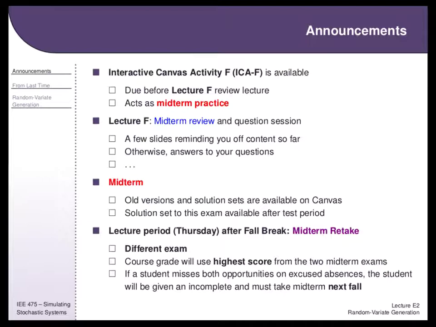So if you've already taken a look at the sample midterms on Canvas and you said, wow, I really didn't understand this one, can you explain to me why that's the right answer? We could fill the whole time with that. So if you have questions, bring them. Otherwise, I'll have these that are meant to prompt you to give you some questions. Then we'll have the midterm, which will be a week from today.